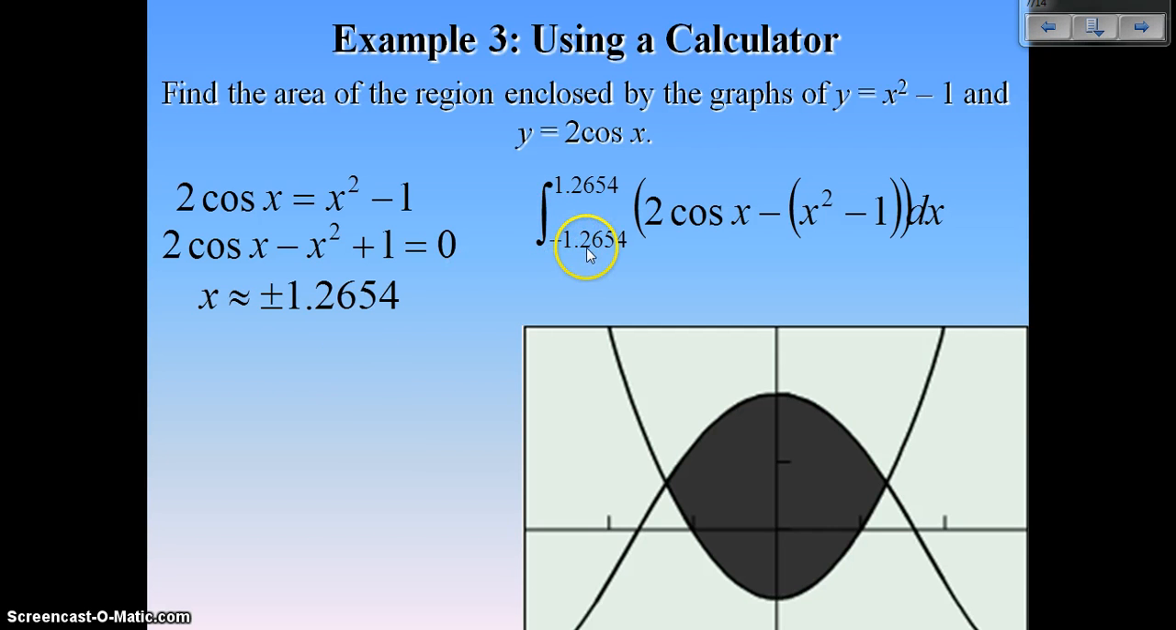So now we set up our integral from the lower intersection to the upper right here. Remember, the cosine graph was on top, the x squared graph was on the bottom, so we subtract. And again, there's no real way to work this out by hand because of these numbers here. I mean, you could know the antiderivative.